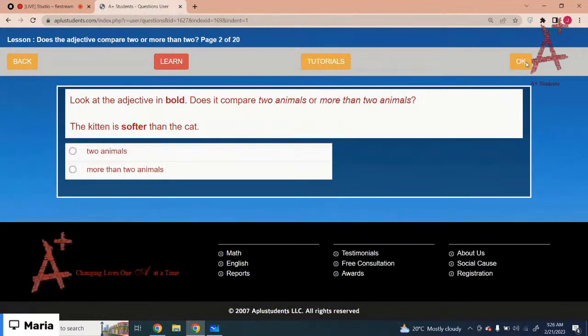Okay, the kitten is softer than the cat. So is it a comparison between two animals or more than two animals? Softer, you have just an er. Got it? Whenever you have an er with the adjective, that means that is the comparison between two things. Got it? So that would be two animals. That is a comparison between kitten and cat. So the correct option is two animals.